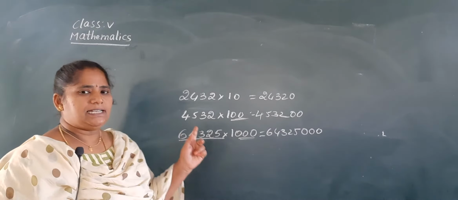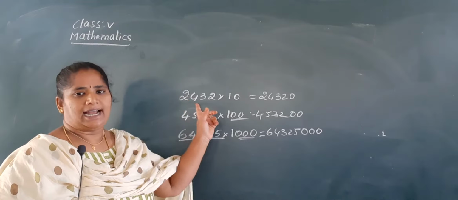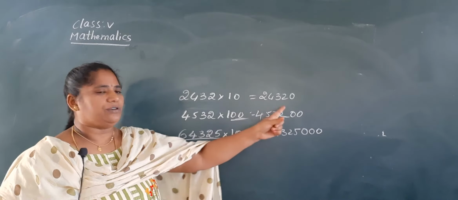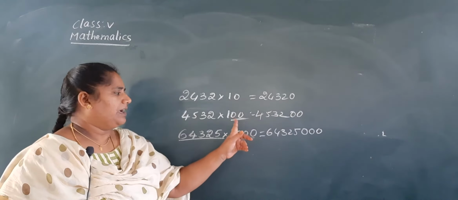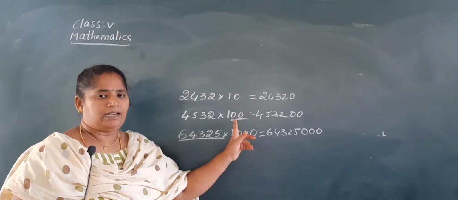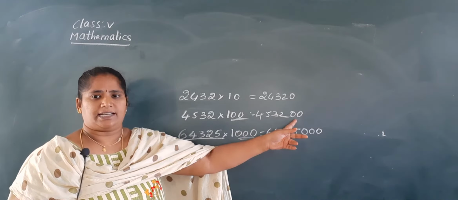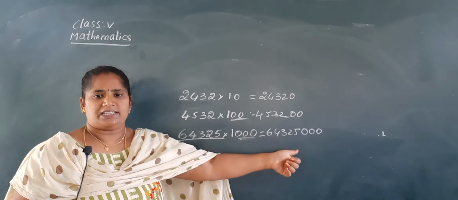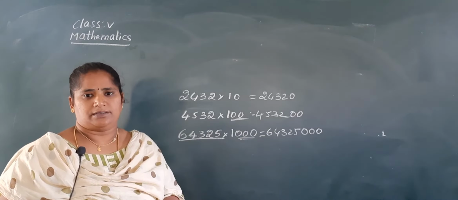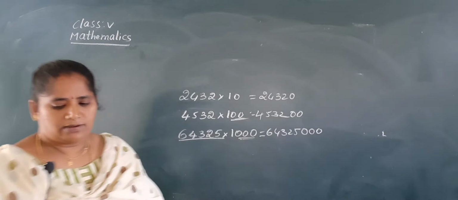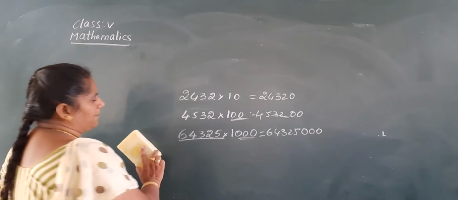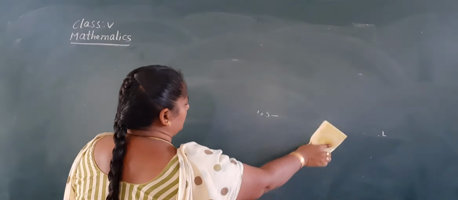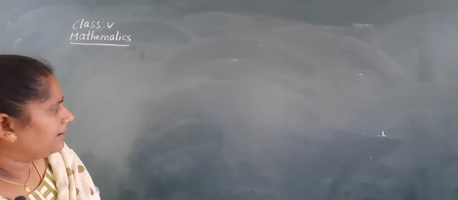Okay? If the number is multiplied by 10, we write the same number and keep 1 zero to the right side of that product. If a number is multiplied by 100, we keep 2 zeros to the right side of the product. And if multiplied by 1000, we keep 3 zeros to the right side of the product. Okay? Next, I will explain if a number is multiplied by 20, 30 or 600, like that. See, ma?